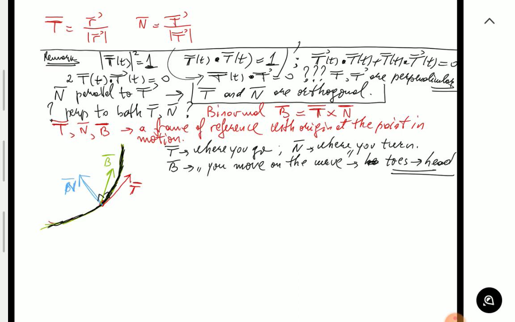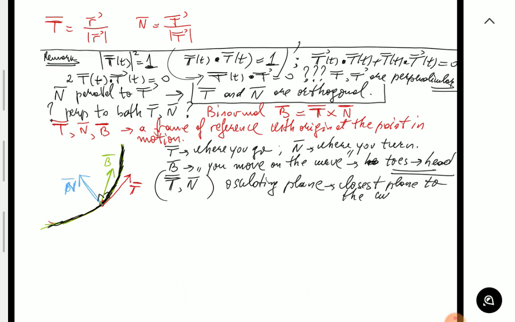Now, B also has other uses because, in combination with other vectors, they form planes which might have some important properties. So for example, the plane made by T and N is also called the osculating plane, which is basically the closest plane to the curve. Local to that point in question, the closest plane to that curve is made of these two vectors, T and N, the tangent and the normal.